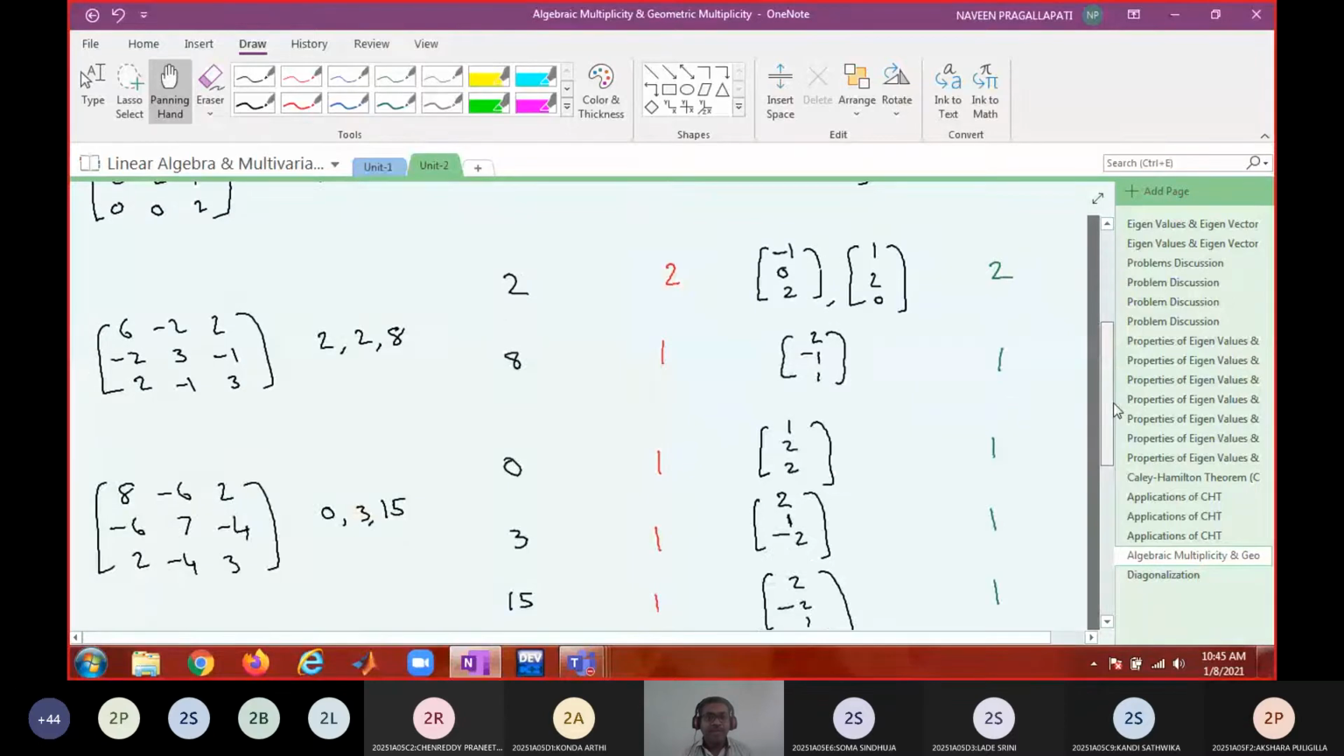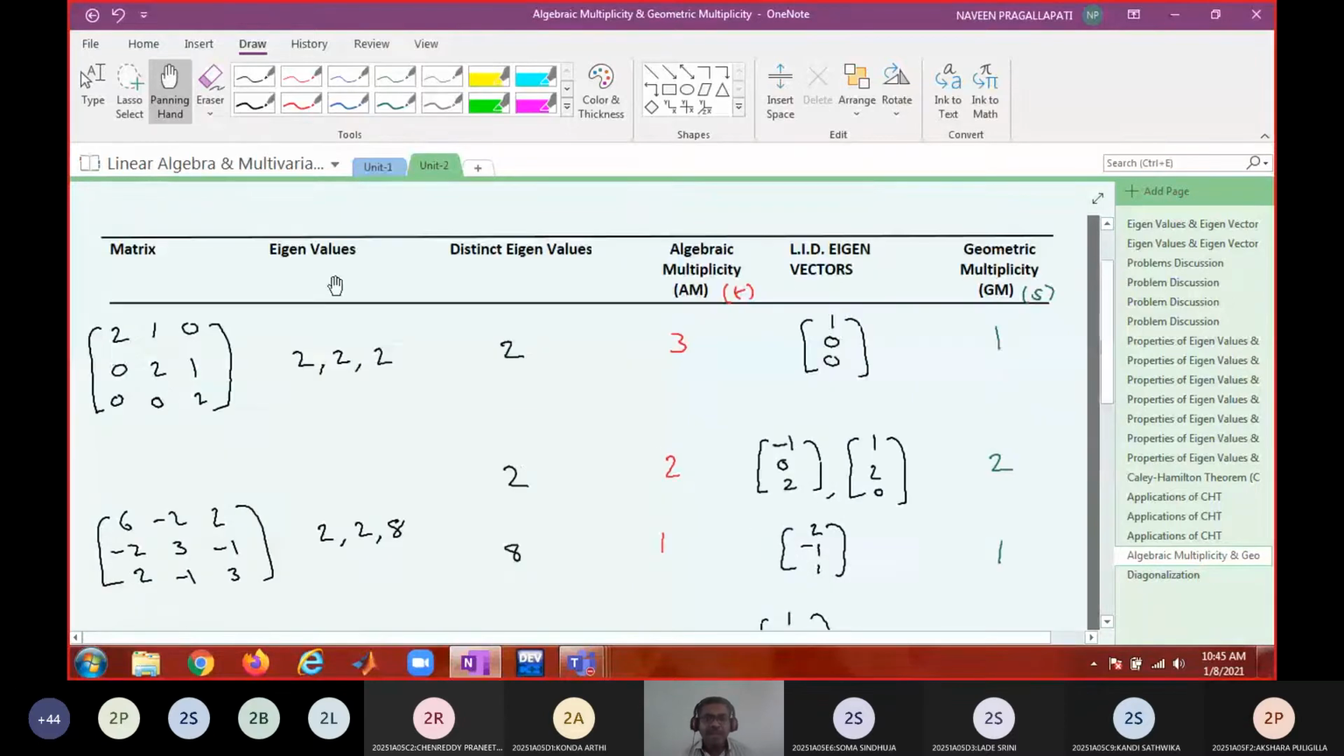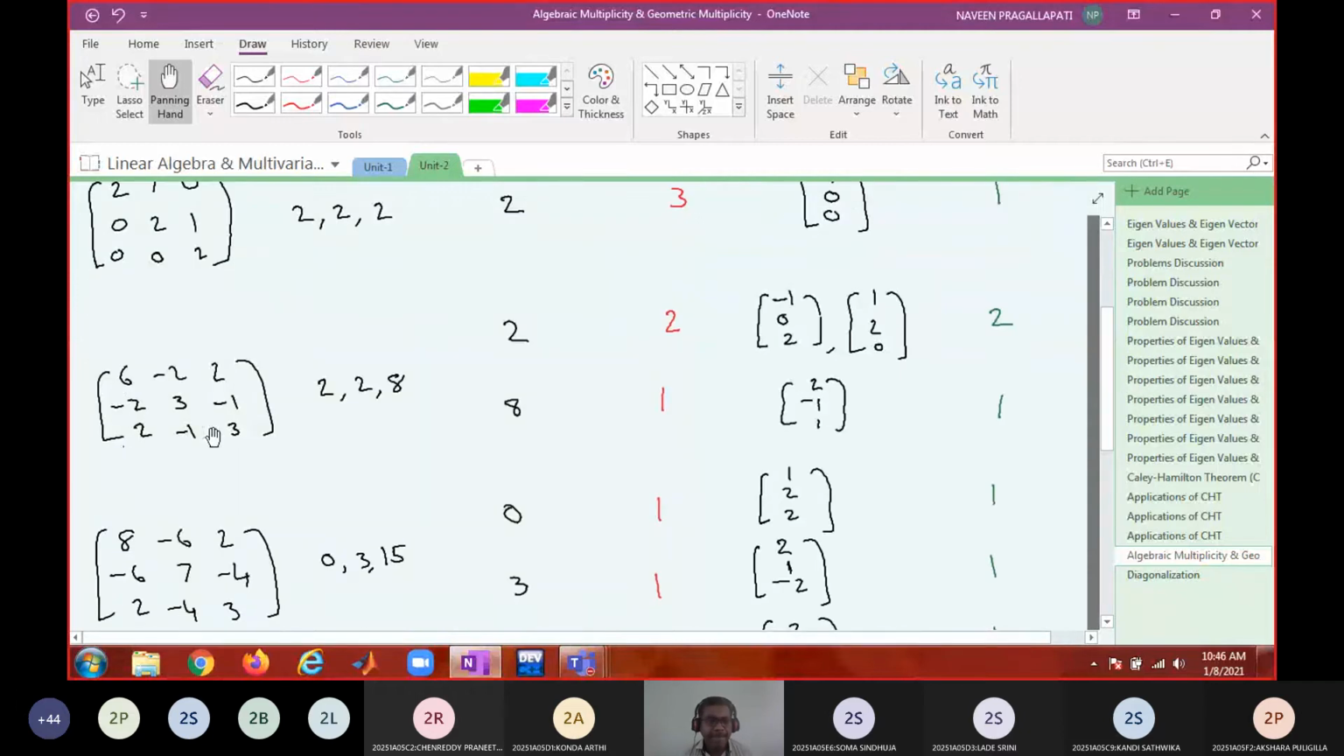And one more thing, if some of the eigenvalues are the same, how many independent eigenvectors did you get? For the first matrix, how many independent eigenvectors did you get? Only one. But what is the order of the matrix? 3. The order of the matrix is 3, but you got only one independent eigenvector. Whereas here, the order of the matrix is 3. How many independent eigenvectors did you get? 3. Do you agree?